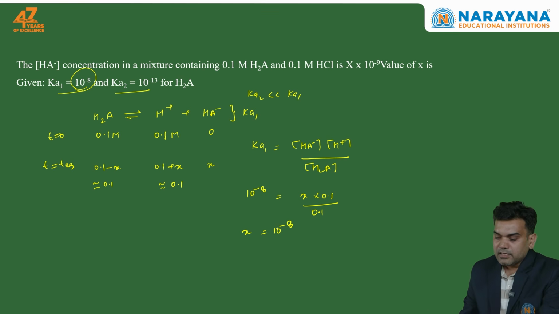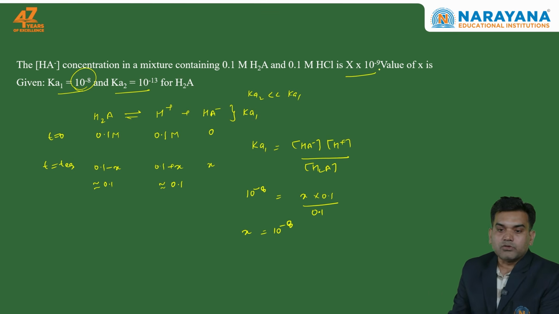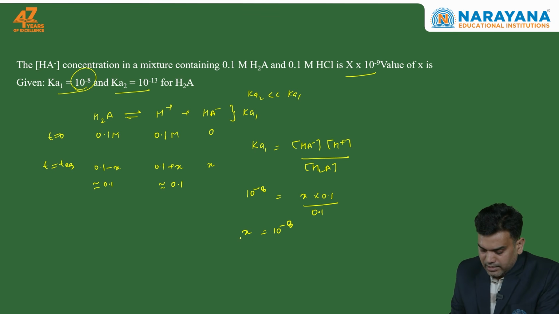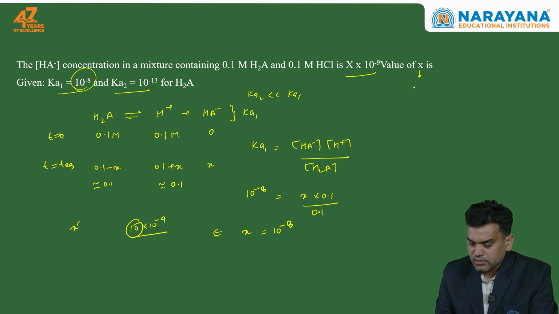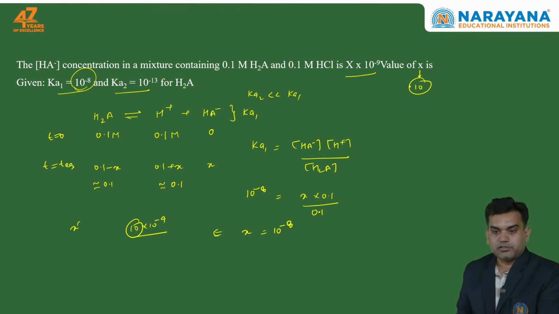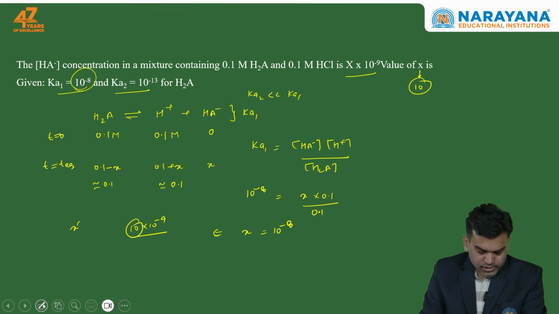They are asking in terms of X into 10 to the power minus 9. So I can write this as 10 into 10 to the power minus 9. So the value of X for this question should be equal to 10. Okay, let's see the next question.